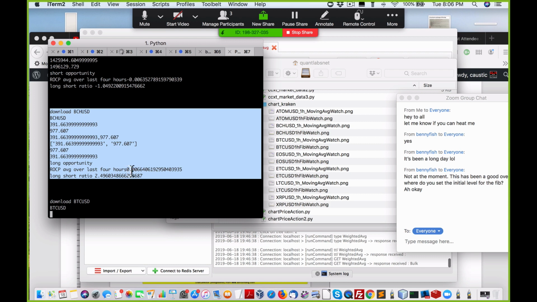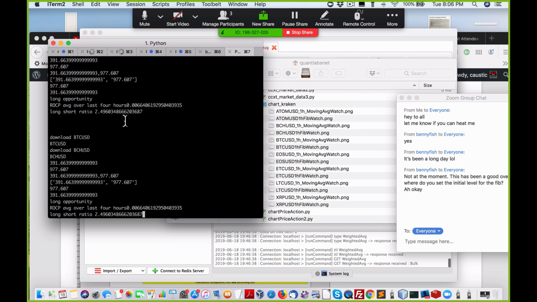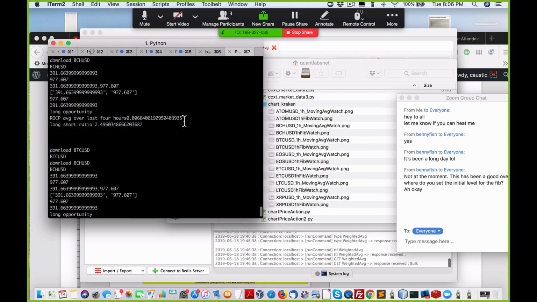Here's the performance on the ROCP, rate of change percent over 4 hours. It's positive, and it's a long short ratio, so that means it's a long. So basically what's happening right now is that there's more asks at 977 versus the bids.